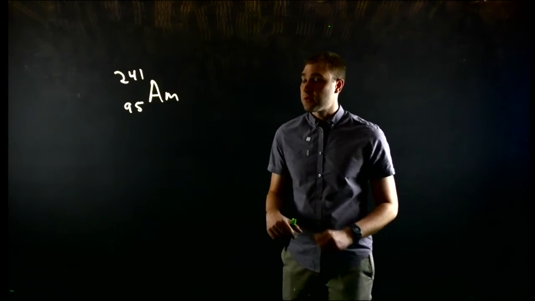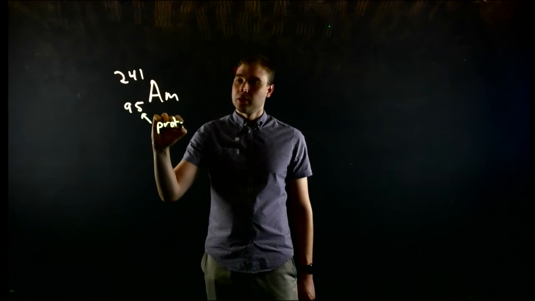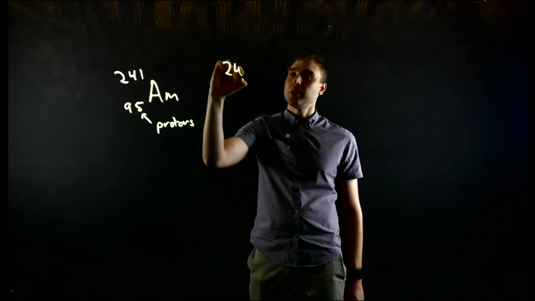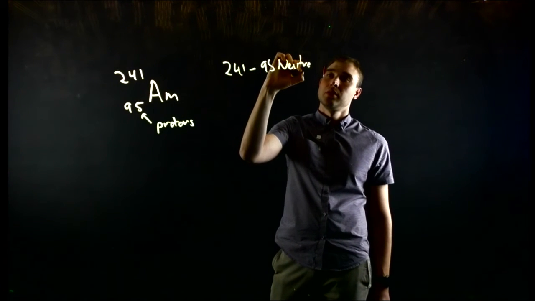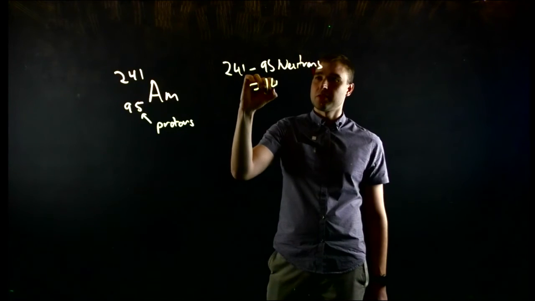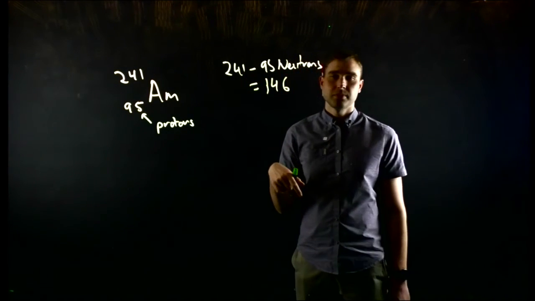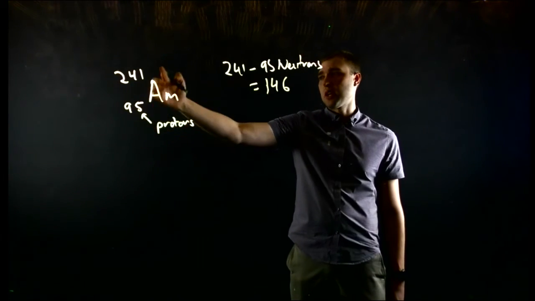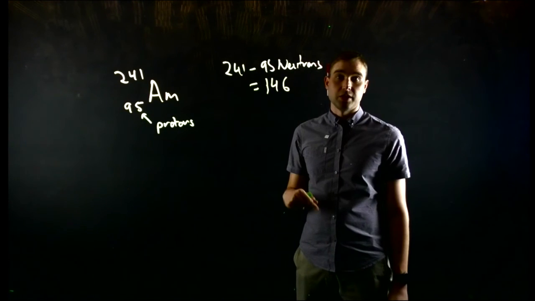Okay, so americium-241, we have 95 protons. We have 241 minus 95 neutrons, which is 146. You can check my maths, I think I'm right. So 146 neutrons. The number of electrons in a neutral atom is equal to the number of protons. So 95 electrons around americium-241.